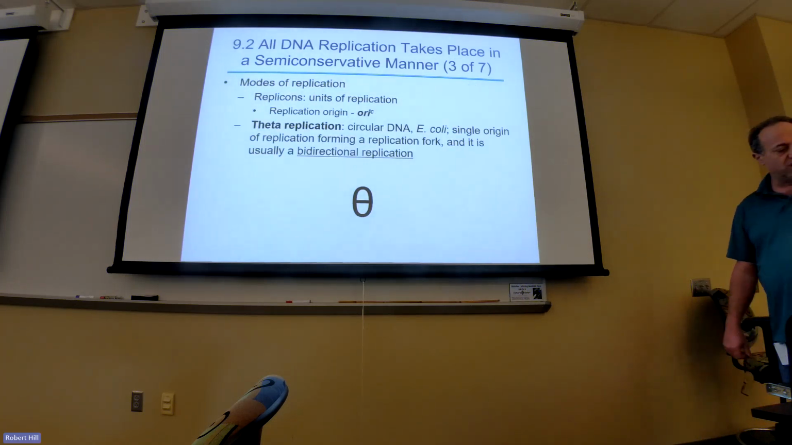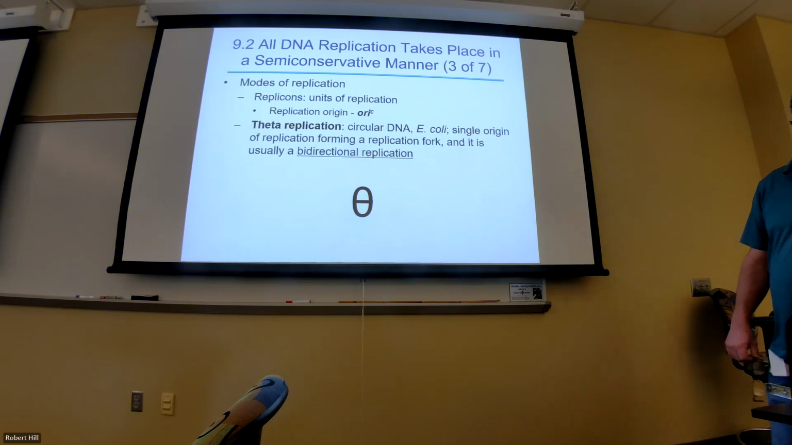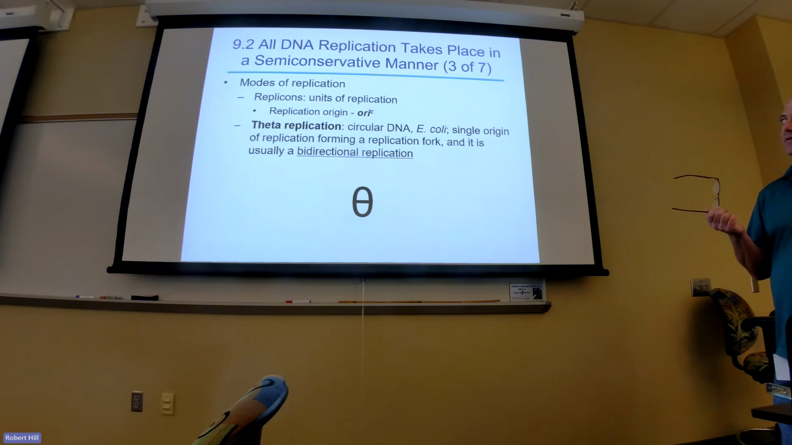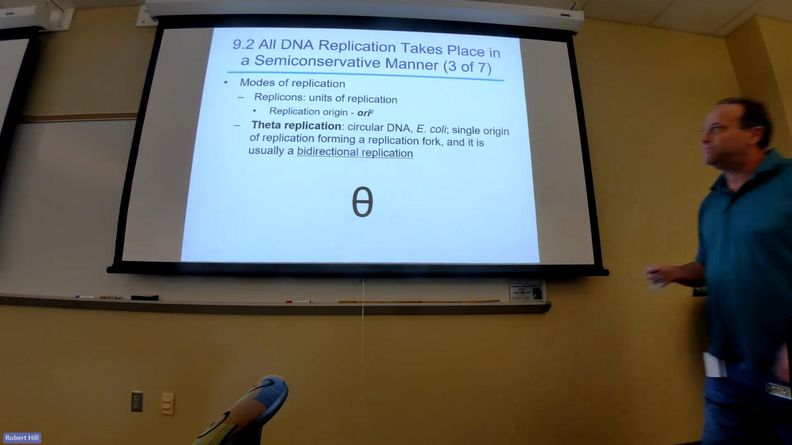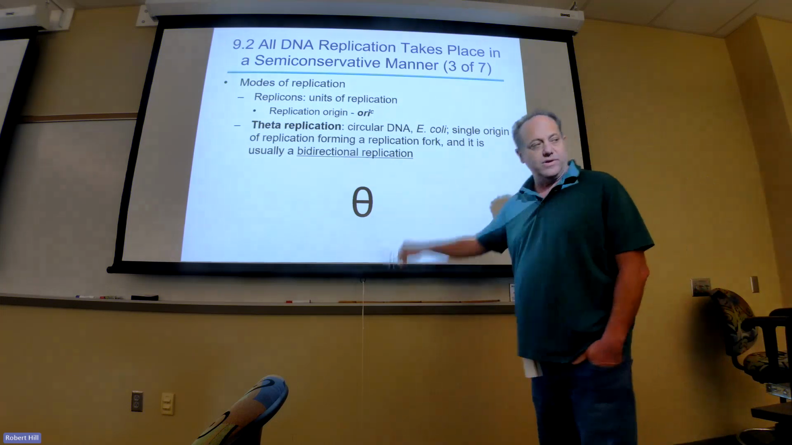All right, so where does replication start? The origin of replication, abbreviated ORC, and here we call it theta replication because it's circular DNA that's being replicated, and during the process of replication, the way the loop forms, it actually looks a little like the Greek symbol theta.